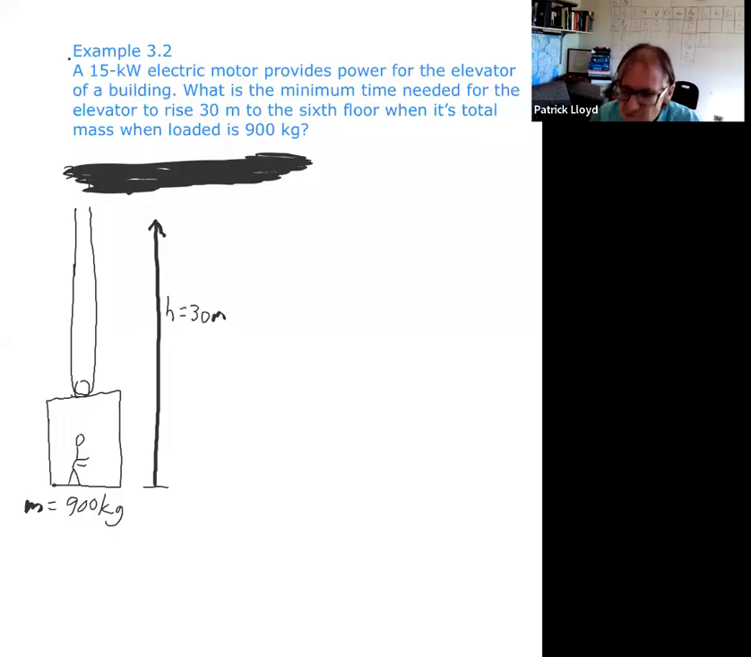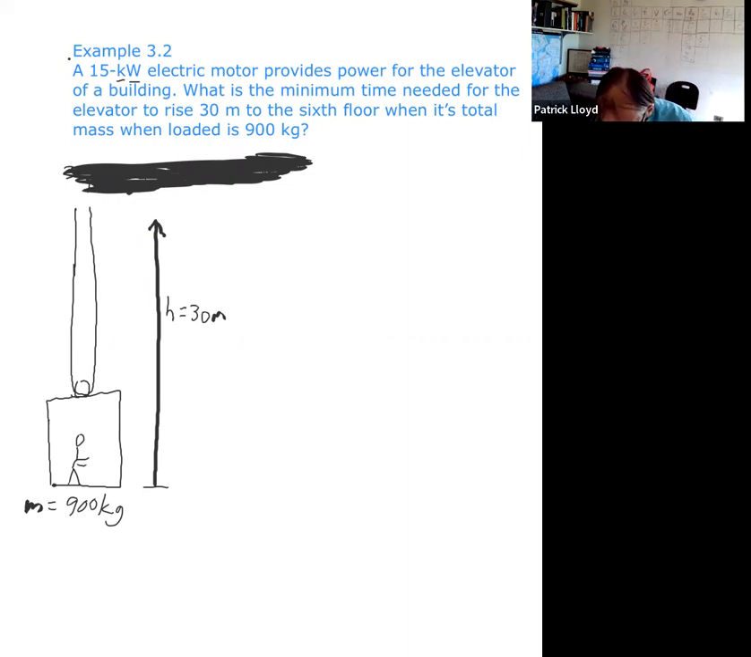Okay, so this is example 3.2, where we're going to introduce the idea of power and its relationship to work. A 15 kilowatt, this is pronounced kilowatt, electric motor provides the power for the elevator of a building. What is the minimum time needed for the elevator to rise 30 meters to the 6th floor when its total mass is loaded? The total mass loaded is 900 kilograms.